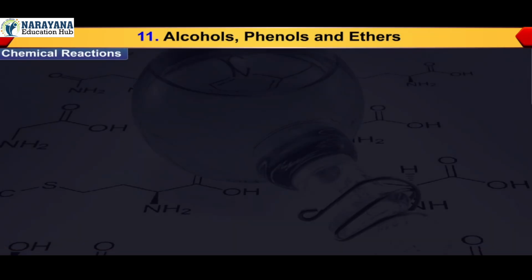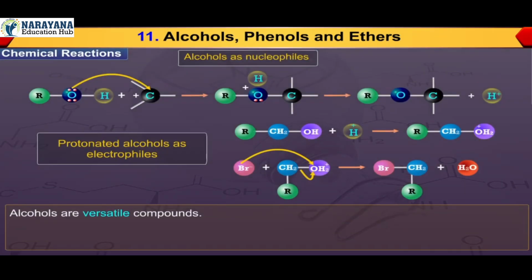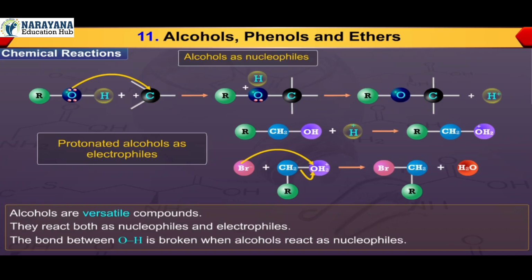Chemical reactions. Alcohols are versatile compounds. They react both as nucleophiles and electrophiles. The bond between O and H is broken when alcohols react as nucleophiles. Alcohols as nucleophiles: 1. ROH plus C gives ROC plus H plus.